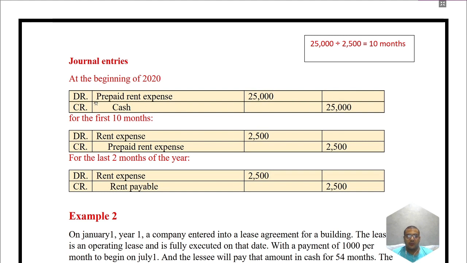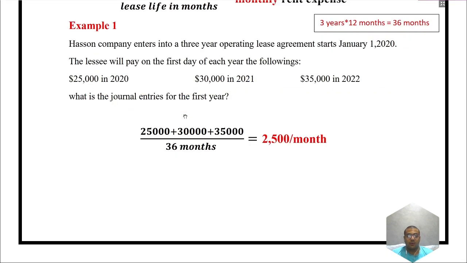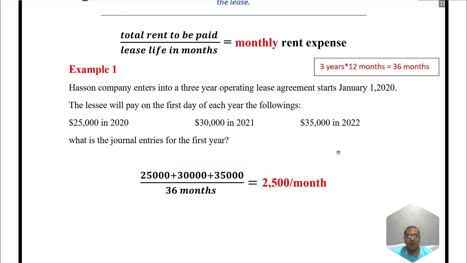$25,000. And this prepaid expense will be amortized over the life of the lease. So let's see how we can amortize it. First, you need to know what is your monthly rent expense. How can I get that? Let's go back to our equation. We're gonna take the total rent to be paid divided by the lease life in months, which will give you the monthly rent expense.